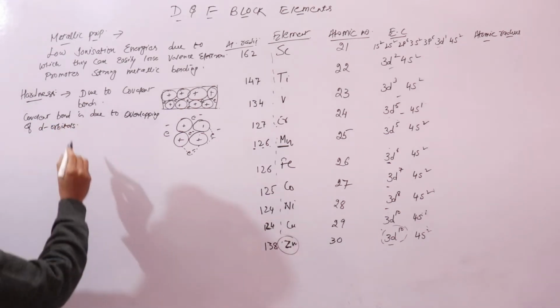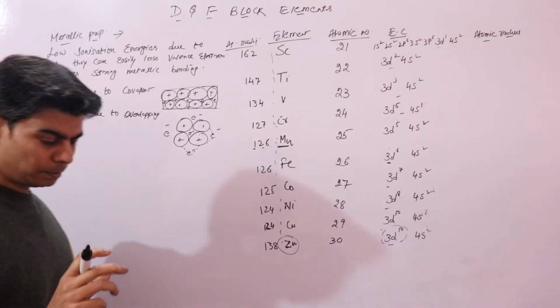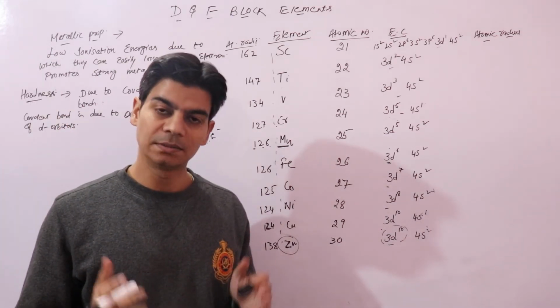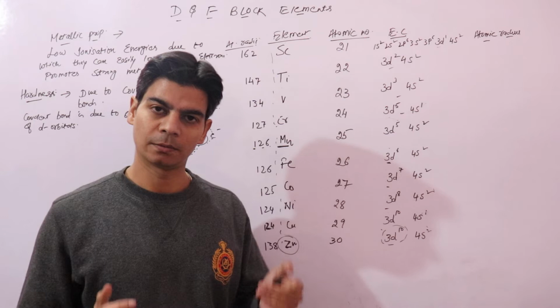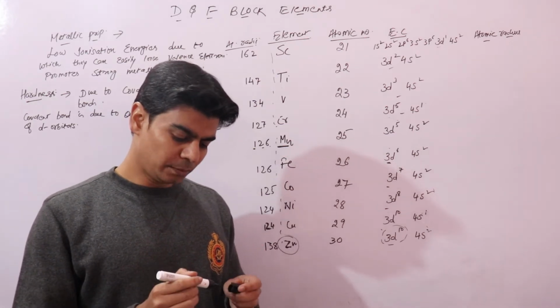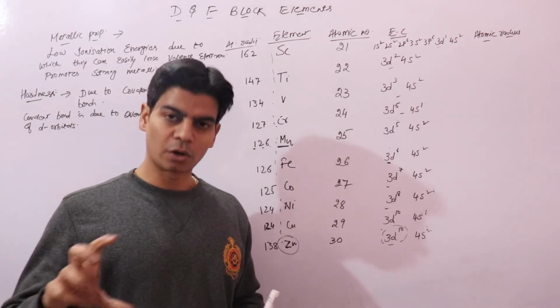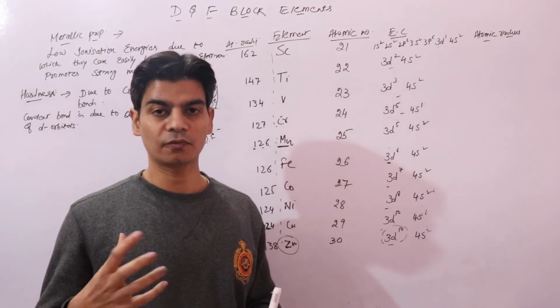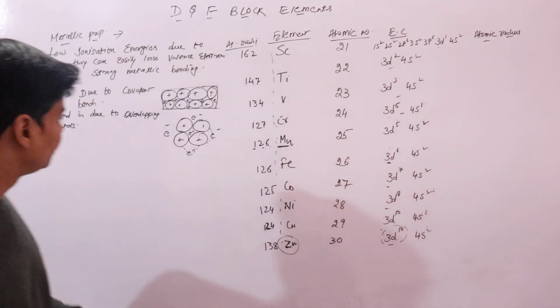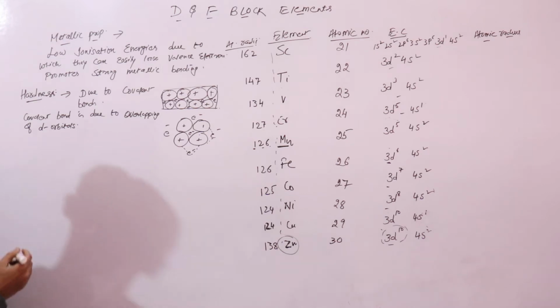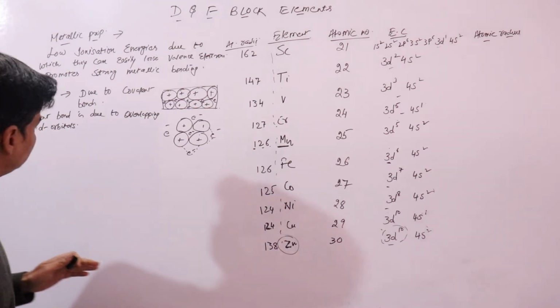Now, since covalent bonds make metal atoms strong, covalent bonding takes place if the d orbitals have the maximum number of unpaired electrons. So we have a maximum of 5 d orbitals.